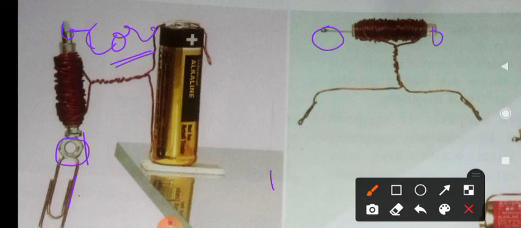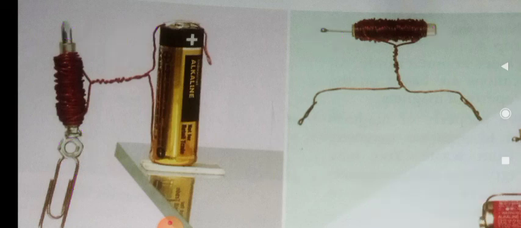Is it clear, children? This is about the electromagnet. Is it clear for you? Hope you have understood today's class very well, children.